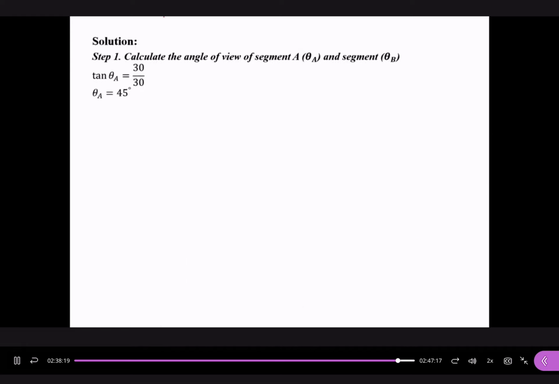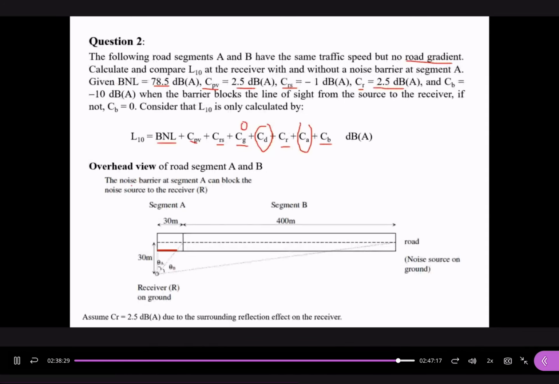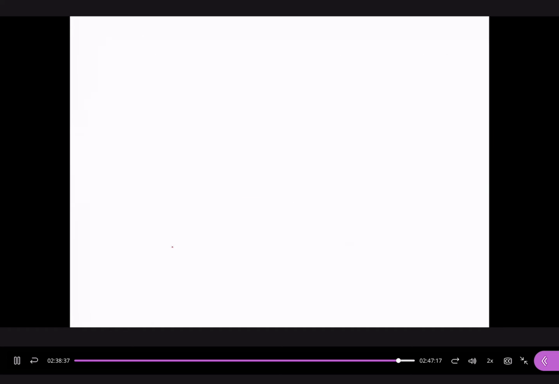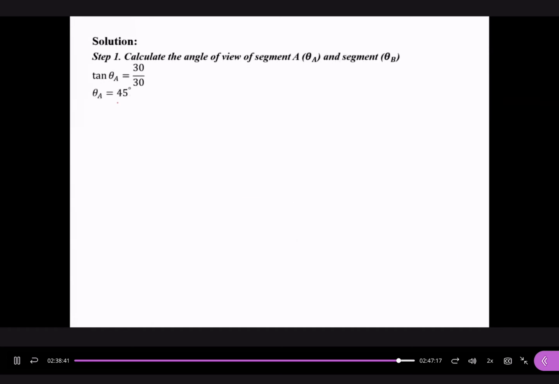To consider the angle of view, we first find theta A and theta B. Theta A is so simple. This is theta A. We use a simple triangle, 30 meters over 30 meters, and then tangent. We can find that theta A is equal to 45 degrees. And how about theta B? To calculate theta B, we need to consider the whole angle, theta A plus theta B, first. The whole angle is 86 degrees, so theta B is equal to 41 degrees.